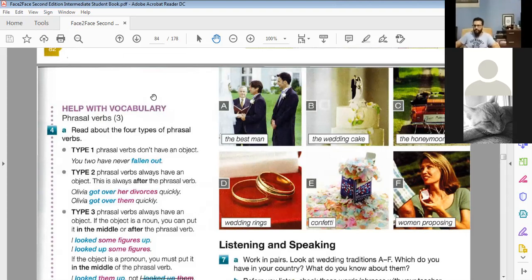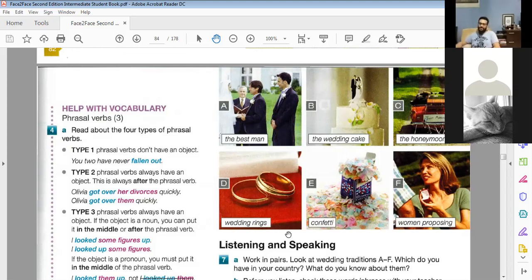Wedding cake, honeymoon, yeah. Wedding rings, and confetti. Yeah, even confetti, I don't think they have it anymore. This was in the 90s, I think, old weddings. I remember my aunt getting married in the 90s. I ate so much confetti, I got sick of it. And until today, I don't like it very much.